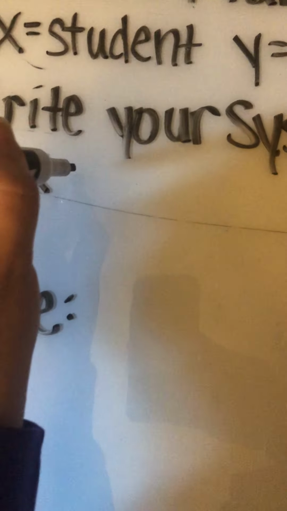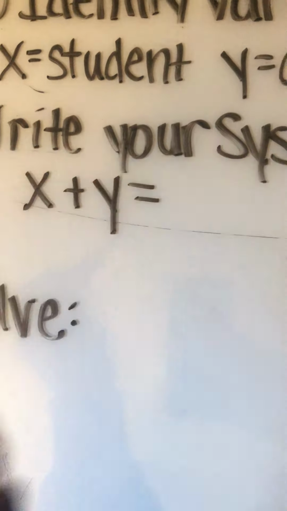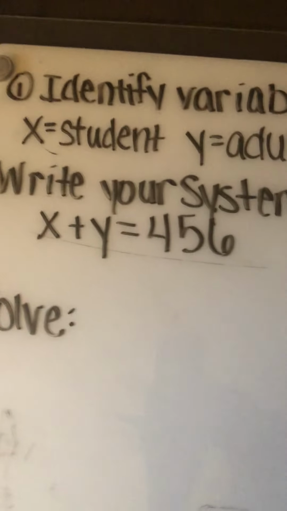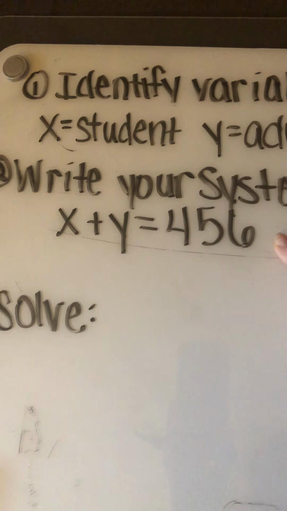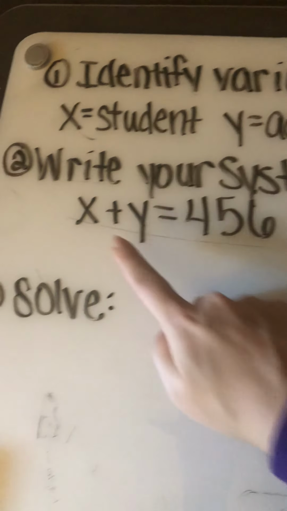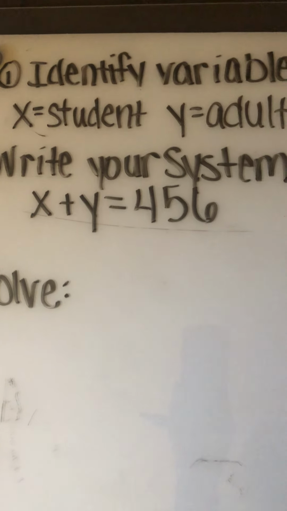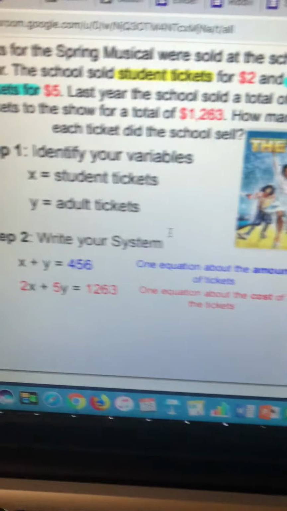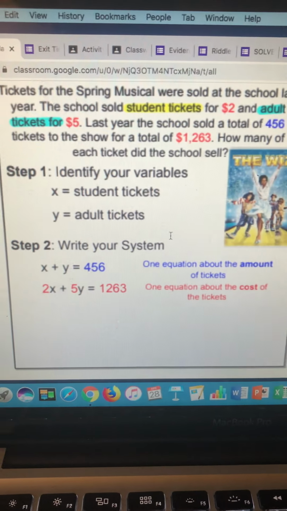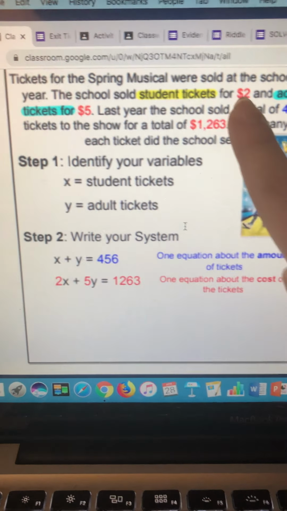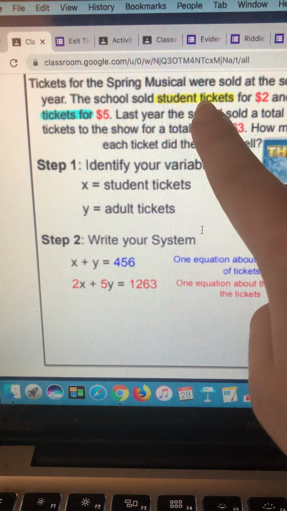So that first equation would be there were some student tickets sold, there were some adult tickets sold for a total of 456. Okay, that's going to be our first equation, which is about the amount of tickets. Some students, some adult, for a total of 456. Okay, our second equation is going to be about the cost. So now I made in red everything that had to do with the cost. So student tickets were $2 for every student ticket.